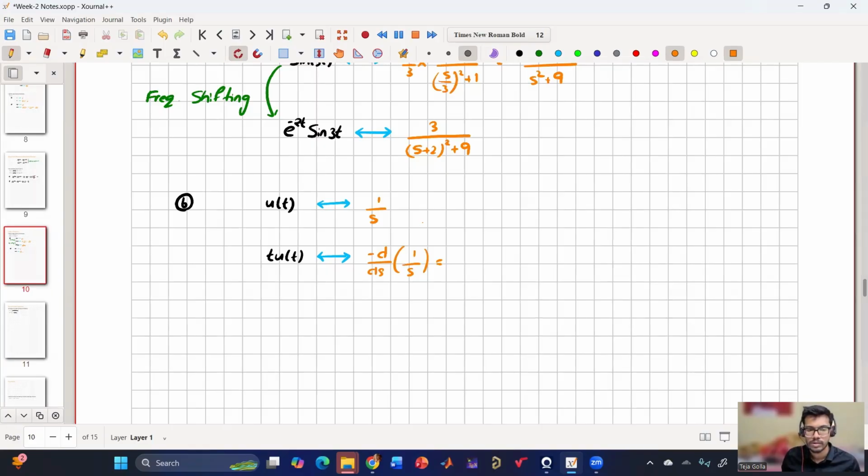1 upon s square. Very good. So now if I again multiply by t, I'll have t square into u of t. But I'll be differentiating the above expression, right? So same thing I'll do, but now I have minus d by ds of 1 by s square. I have added t, then again I have added t because it is t square, right?